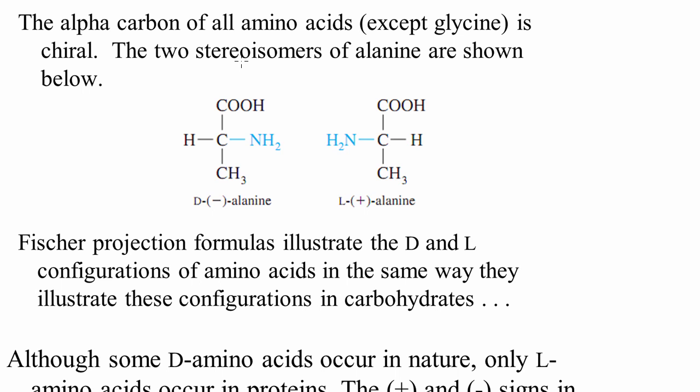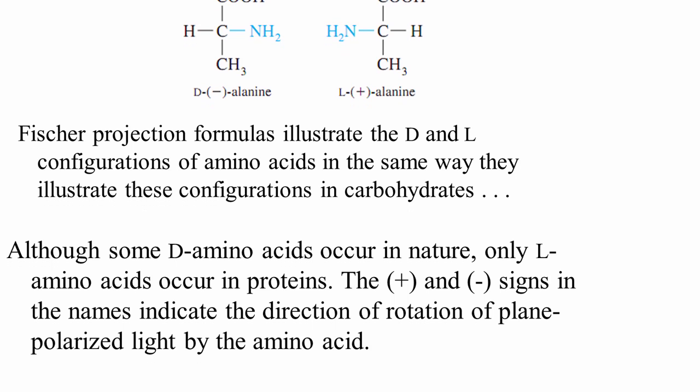It turns out that the alpha carbon of all of the amino acids is chiral. So these alpha carbons are chiral, except for glycine. And we just looked at glycine, and that's because glycine has 2 hydrogens bonded to that alpha carbon. All right, so we can draw these as Fischer projections, and this illustrates the D and L configurations of the amino acids.